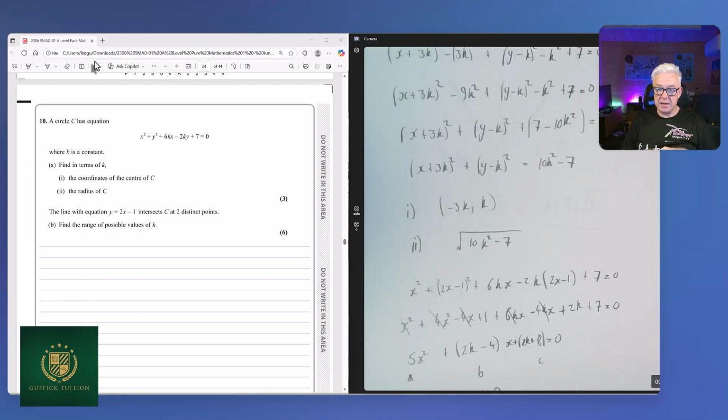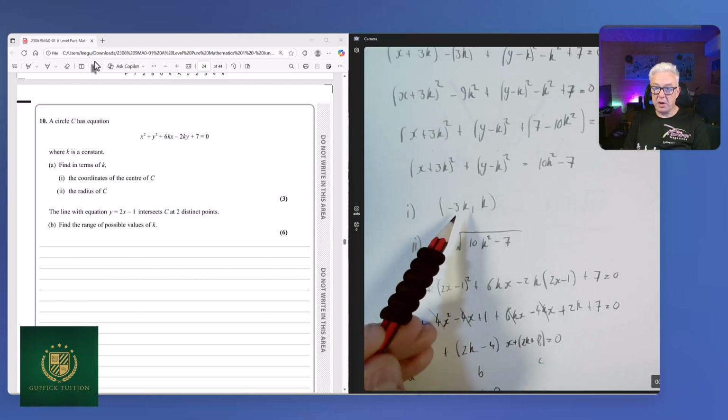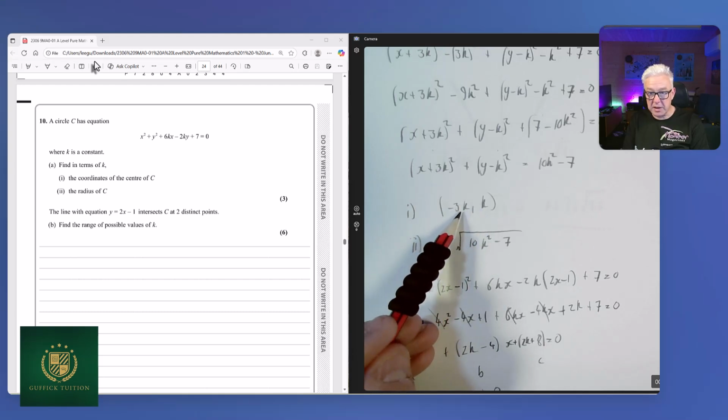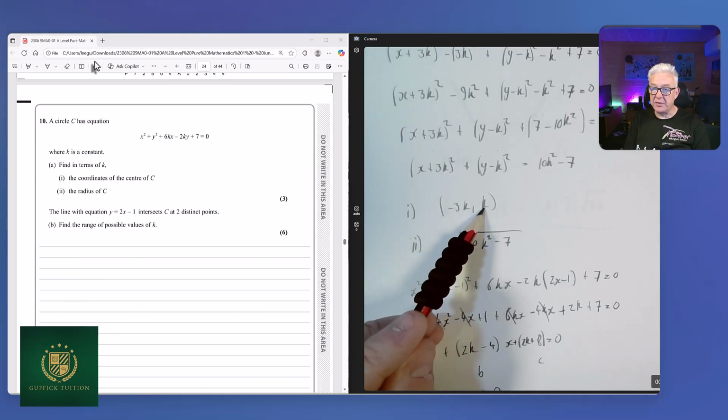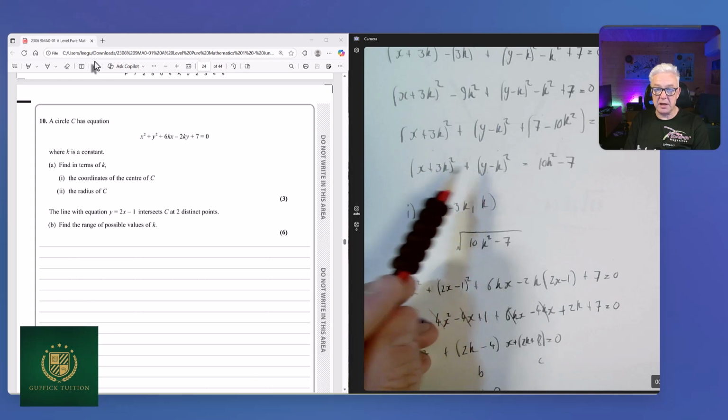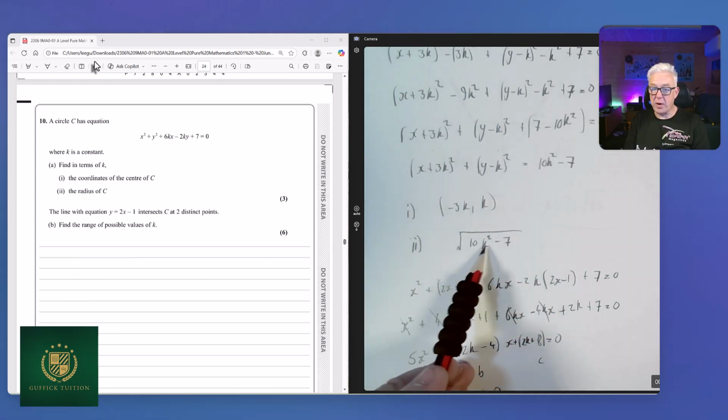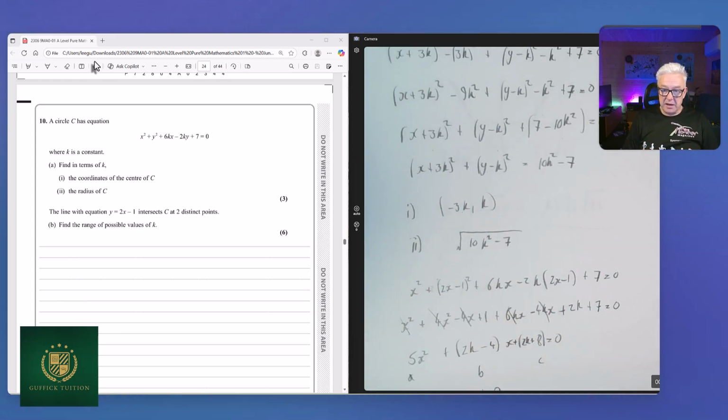So therefore the centre of our circle is minus 3k for the x and k for the y, because remember we changed the signs, and our radius is going to be the square root of 10k squared minus 7. So that's part A done for 3 marks. Now part B, 6 marks.